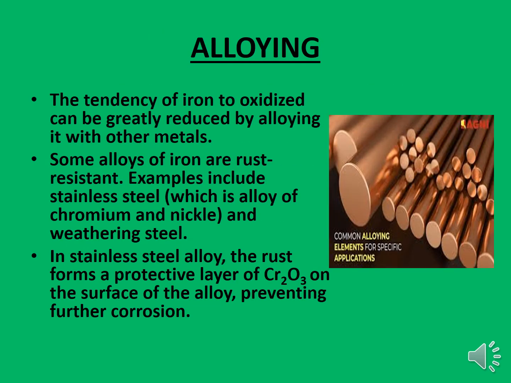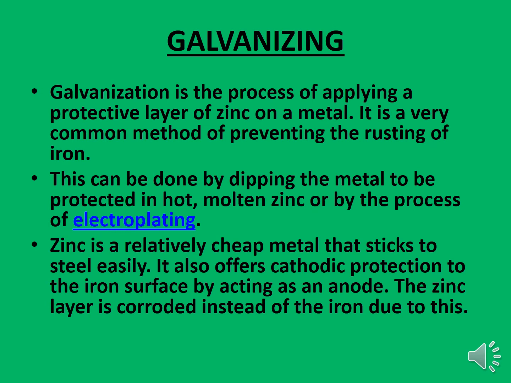The first method for the prevention of corrosion is alloying. Alloying means the mixing of two or more metals. So we can mix iron with other metals to form iron alloys. Some alloys of iron are rust resistant, and examples are stainless steel, which is an alloy of chromium and nickel, and weathering steel is also an alloy. In stainless steel alloy, the rust forms a protective layer of chromium oxide on the surface of the alloy, preventing further corrosion.